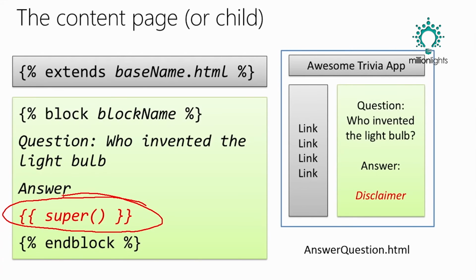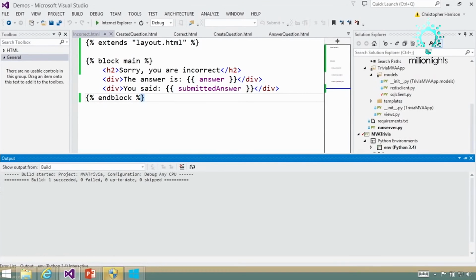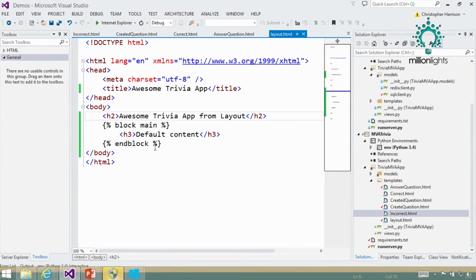And if we didn't do that, then the content that you put into the parent for that block would have just been overwritten. Exactly. And that's exactly what we've seen here. If I go back to Visual Studio, you're going to notice, let me go get my layout. There we go. I added in default content.